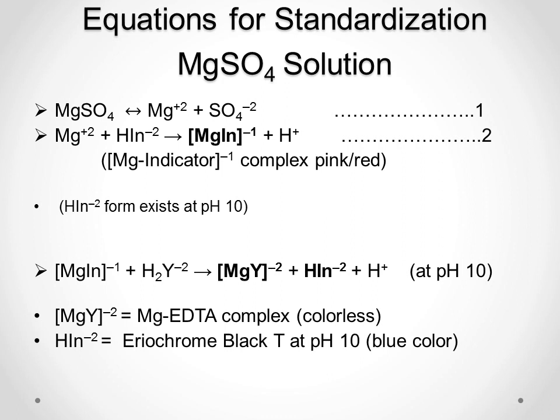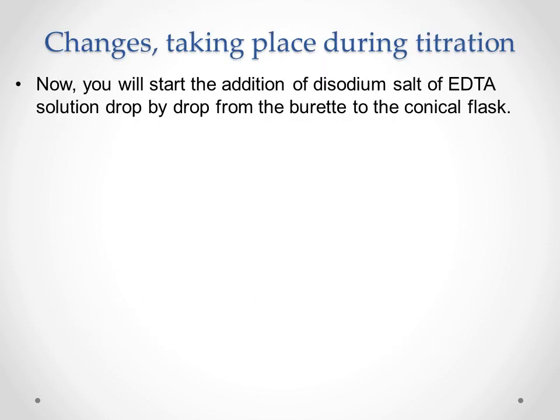Simultaneously, the indicator sets free and appears in the form of blue color. So you will see a combination of pink, red or blue color. You will see the picture of that combined color in the coming slides. Changes that are taking place during titration.